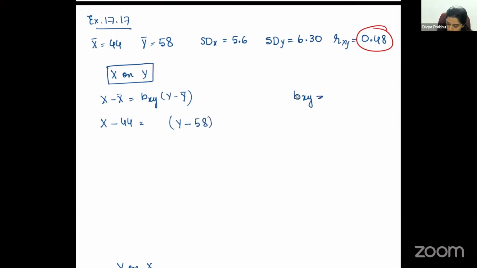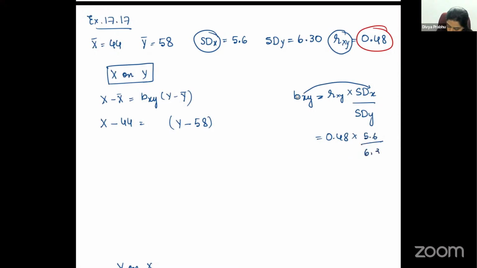Now what is the formula to calculate bxy? See, rxy is given here. SD is given here. So we can use the second formula. That is rxy into SD of X, because X is coming first, divided by SD of Y. 0.48 into 5.6 divided by 6.30, which will be 0.426. This is what you will get.